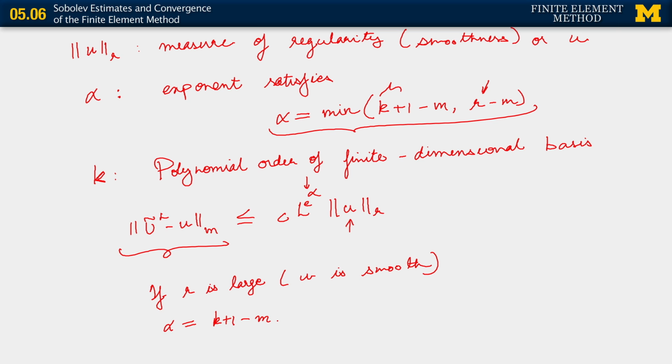Okay? And therefore, our result is that the m norm of the interpolation error is less than or equal to C h_e to the power k plus 1 minus m times this r norm of u. But then if u is very smooth, we expect that the r norm is not very big, right? We won't get a very large number when we square integrate the function and its derivatives up to r, okay?